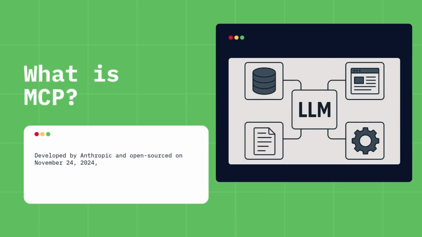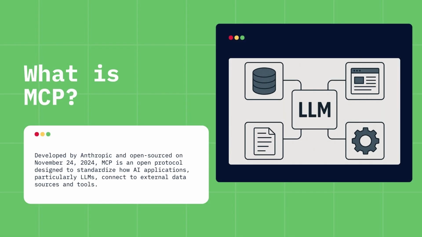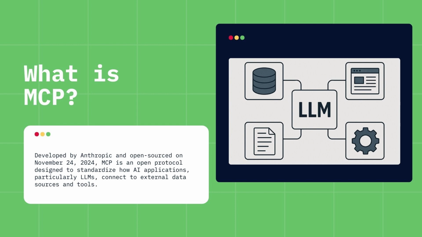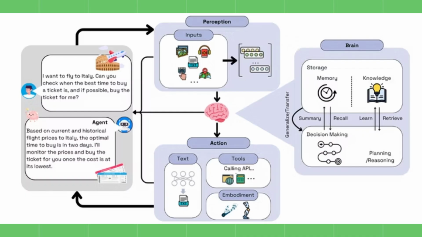Enter the Model Context Protocol, or MCP, developed by Anthropic and open sourced on 24 November 2024. MCP is an open protocol designed to standardize how AI applications, particularly LLMs, connect to external data sources and tools. Think of it as a universal language that allows AI models to seamlessly interact with the world around them. Whether it's accessing your files, searching the web, or even ordering a pizza.